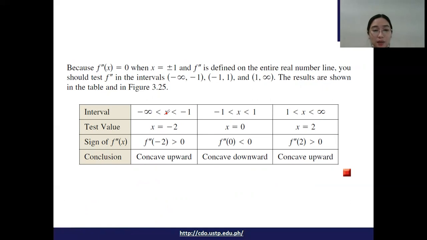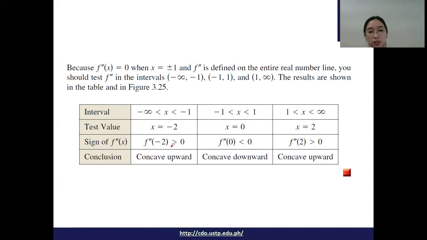So negative infinity to negative 1, then we have negative 1 to positive 1, then we have 1 to positive infinity. So same procedure, we need to find a test value in between those intervals. So for negative infinity to negative 1, I chose negative 2. Then from negative 1 to positive 1, I chose 0. Then from 1 to positive infinity, I chose 2.